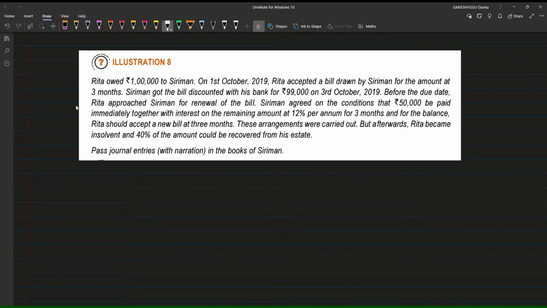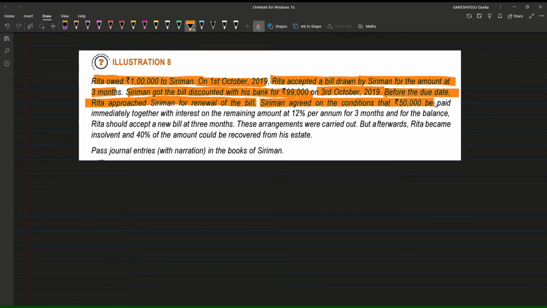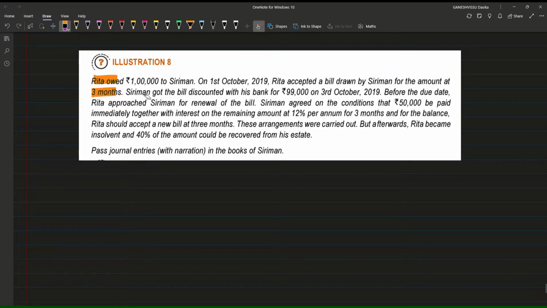So you can see, Rita owed 1 lakh to Siriman. On first October 2019, Rita accepted a bill drawn by Siriman for the amount at 3 months. Siriman got the bill discounted with his bank for 99,000 on 3rd October. Before the due date, Rita approached Siriman for the renewal of the bill. Siriman agreed on the condition that 50,000 be paid immediately together with interest on the bill. Okay, you understand? Rita is insolvent. Only 40% could be recovered. So discounting the bill is there.